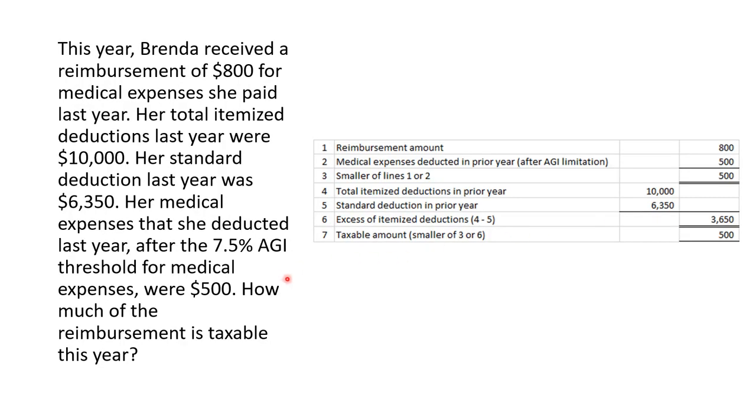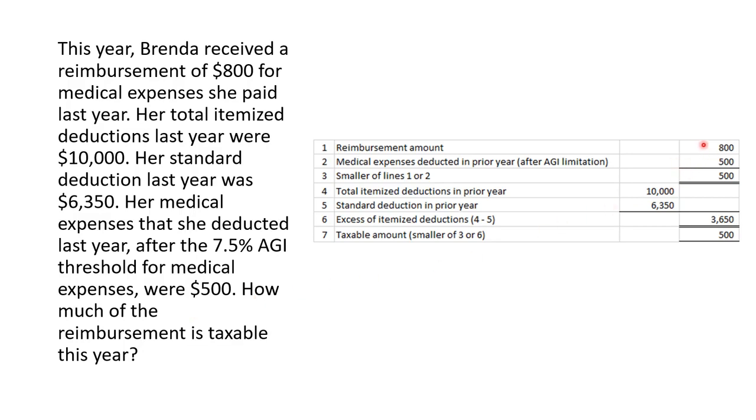All right, our final question. This year, Brenda received a reimbursement of $800 for medical expenses that she paid last year. Total itemized deductions last year were $10,000. Standard deduction last year was $6,350. Medical expenses that she deducted after the 7.5% limitation were $500. How much of the reimbursement is taxable this year? In other words, how much was the tax benefit of the amount that she received?